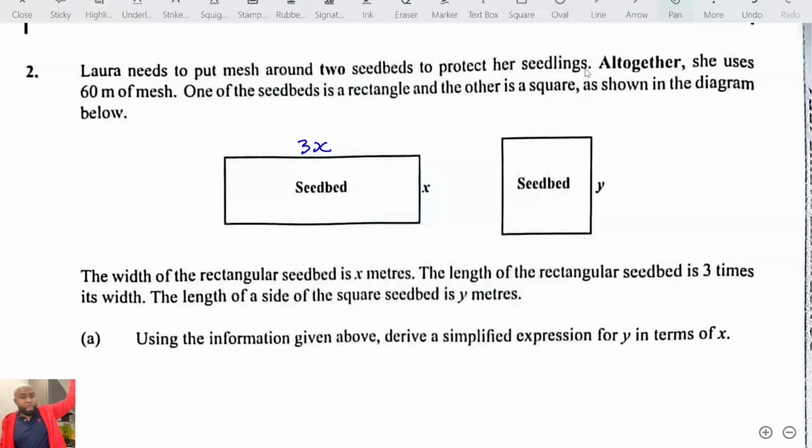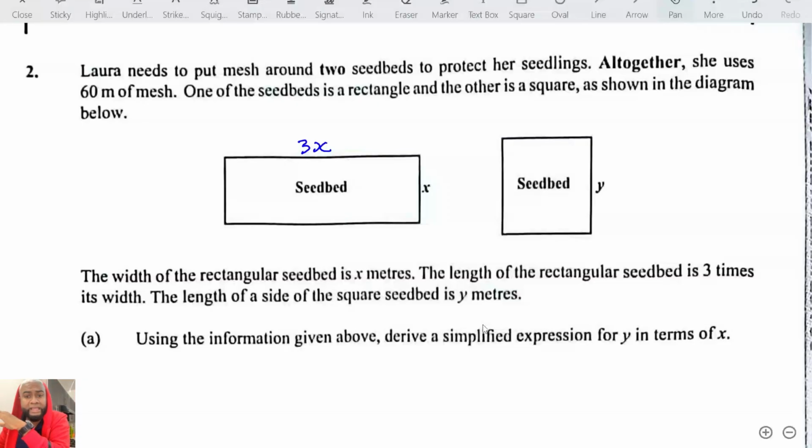Right, so we go in. The width of the rectangular seedbed is x. The length of the rectangular seedbed is 3x. Then this one is y. So that means if it's a square, all the lengths would be y, y, y, y. Everybody good there? Right. So using the information given above, derive a simplified expression for y in terms of x.